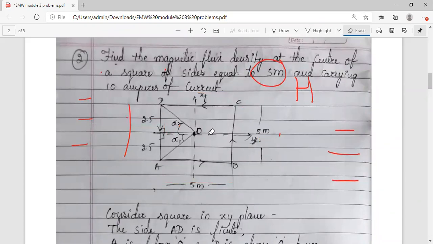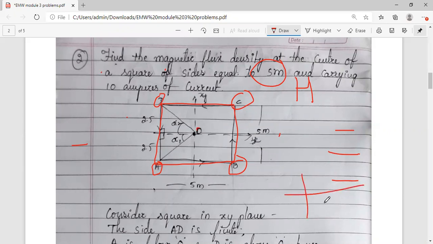I have not explained any angles yet. What I have told you is that a conductor is folded to form a square loop. I have taken the corners as A, B, C, D for convenience, so that while calculating we will know what we are doing. The current is in the anti-clockwise direction, and we are free to choose our plane. I have not kept the plane like this; I have kept it like this because it is easier for me.